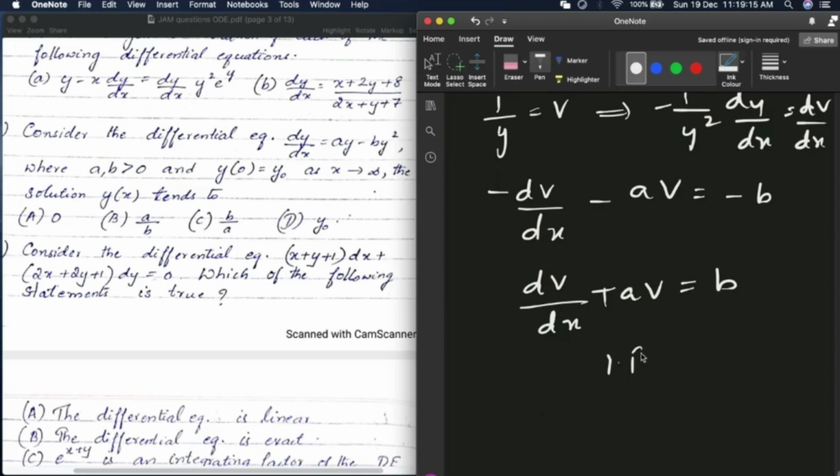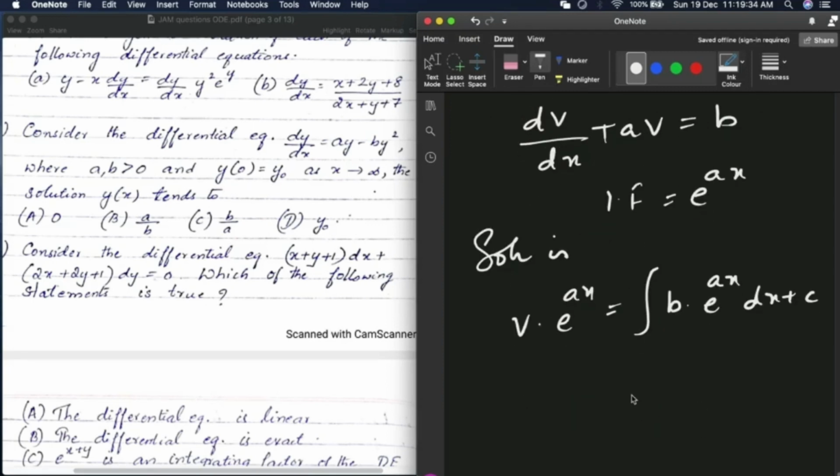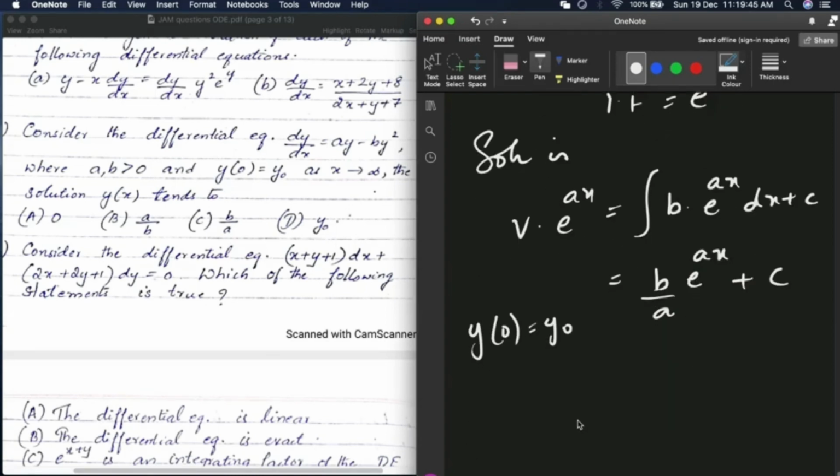So your integrating factor is equal to e raised to ax. So your solution is v into e raised to ax is equal to integral b into e raised to ax dx plus c. So this is nothing but b by a e raised to ax plus c. You're given y of 0 is equal to y naught, some constant y naught.